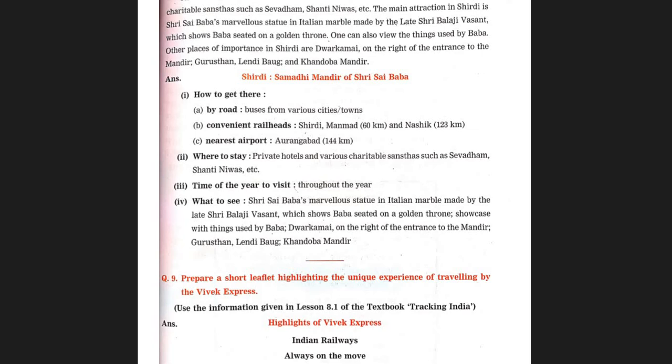Next student, where to stay. Next, time of year to visit. Next, what to see. So this is your fact file. Sometimes these questions are there in the paper and sometimes they are not there. So please learn these questions by heart: how to get there, where to stay, time of the year to visit, what to see. Then sightseeing.